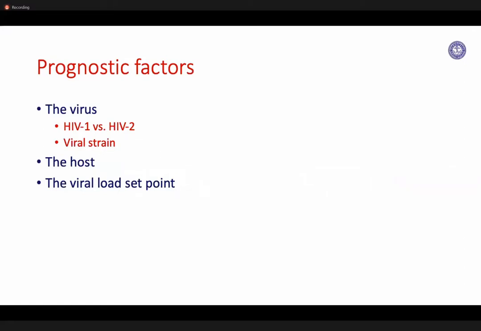Now, these are the prognostic factors in HIV infection, why some patients progress faster and the others progress slower. It depends on the virus, whether it's HIV-1 or 2. HIV-1 has a worse prognosis than HIV-2. And also viral strains, they are different to each other. Some strains are more virulent. And there are host factors. And also, as I said, there is the viral load set point.